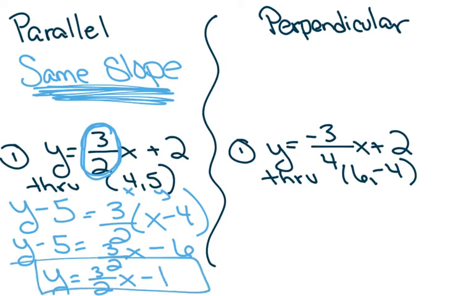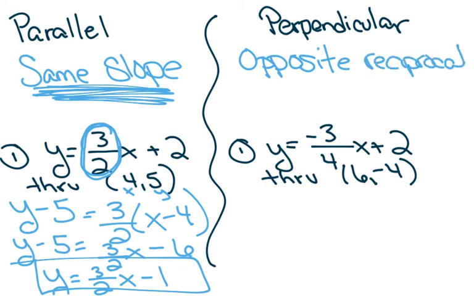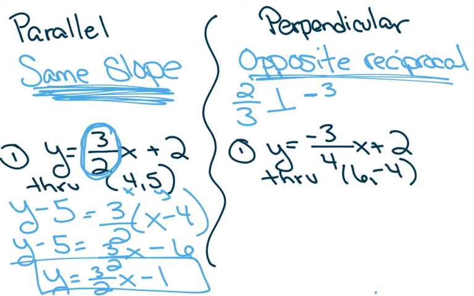Okay, now the opposite of that would be our perpendicular. Perpendicular, the key words to remember are opposite, reciprocal. All right, so what I mean by that is if you have a slope of, say, 2/3, perpendicular to that, opposite means you change the sign. So since it was positive, now it's negative. Reciprocal means you take that fraction and you flip it. So a perpendicular slope to 2/3 would be negative 3/2.